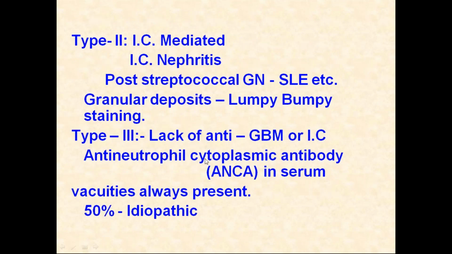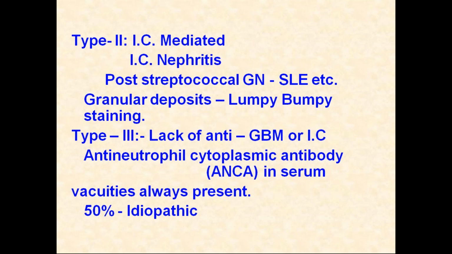Now type 2. Type 2 is immune complex mediated, an immune complex nephritis. The causes are post-streptococcal glomerulonephritis and systemic lupus erythematosus. Here you have granular deposits on immunofluorescence, that is, lumpy, bumpy kind of deposits.